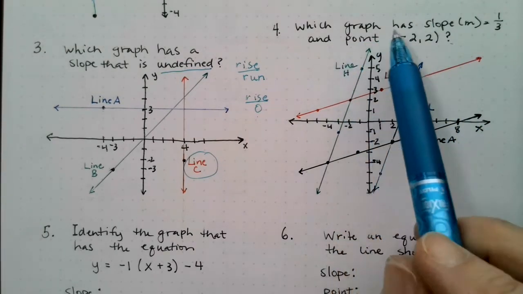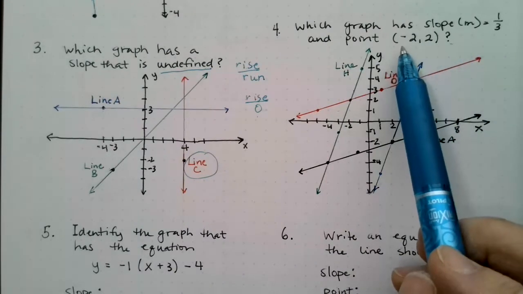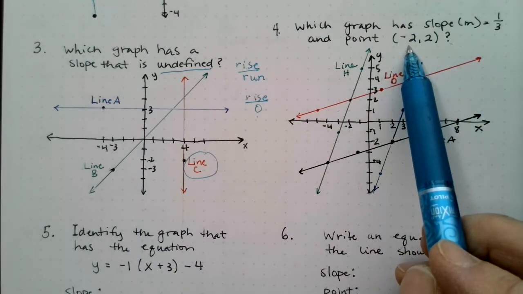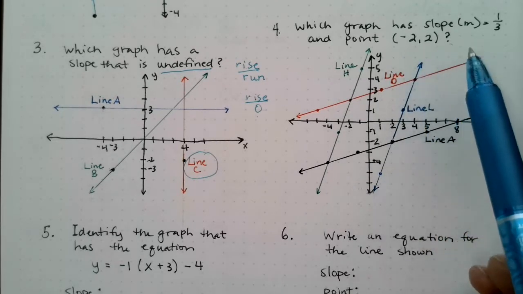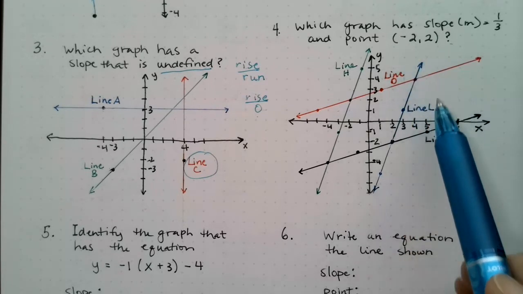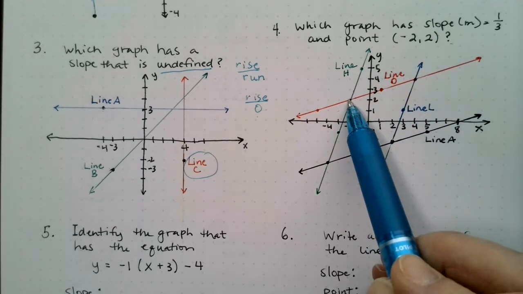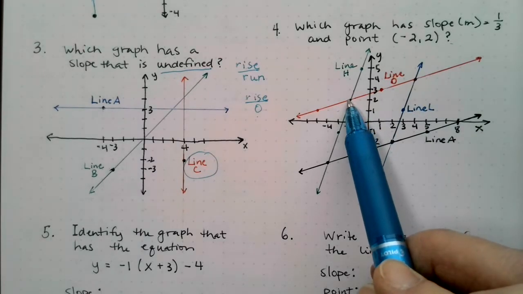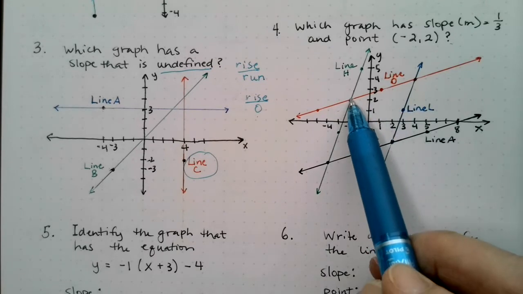For question 4, which graph has a slope m of 1/3 and goes through the point -2, 2? So usually I go to find the point first. So -2, 2, that is, here's -2 for an x and up 2 for the y. So we're really deciding between line H and line O. And then we're looking at the slope.